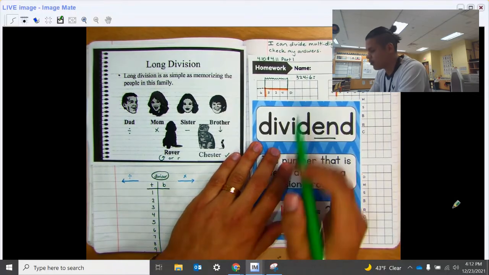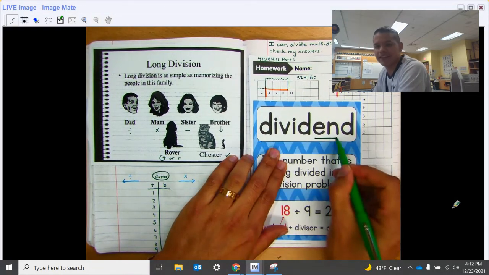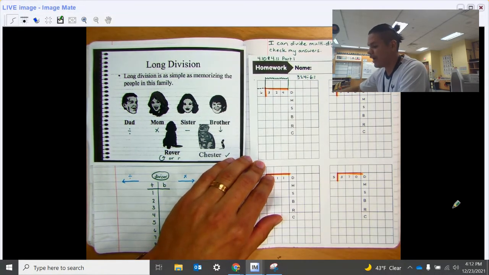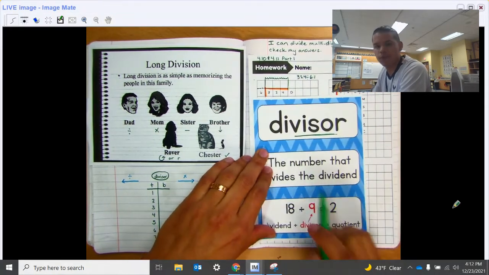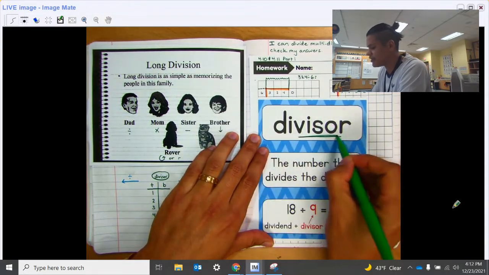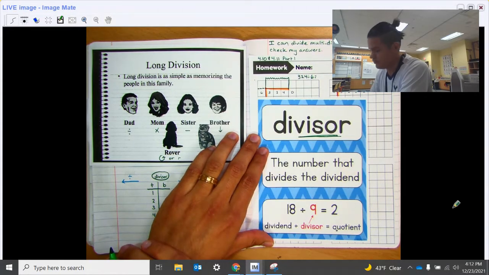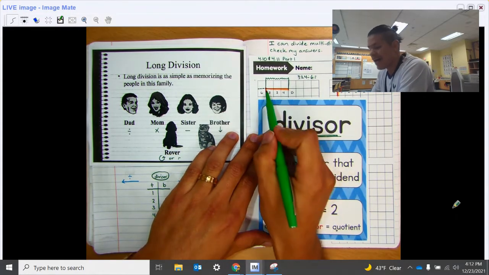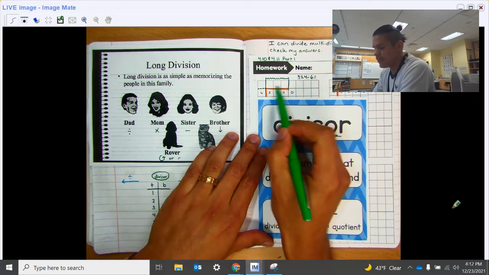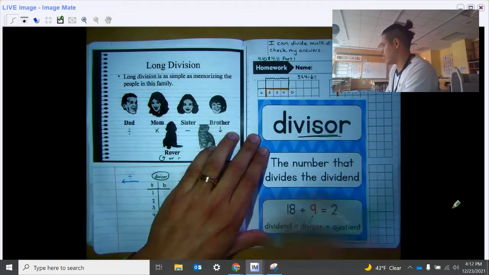Our dividend, or our larger number, so if this is the house, goes in the house. Our divisor, or the number that divides the dividend, goes underneath an imaginary visor, maybe like one that you have on the porch, goes underneath the visor outside of the house. So here's the house. Here is another part of the house. This is outside of the house, okay?